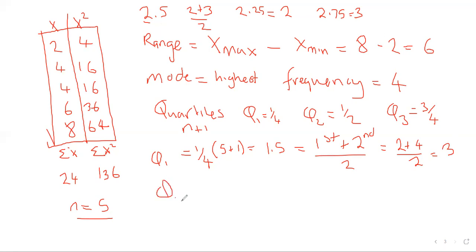Our second quartile is Q2. It is half of n plus 1. Our n is 5. 5 plus 1 is 6. So half of 6 is 3. So which one is the third position? 1, 2, 3, 4, 5. Our third position is 4. So 4 is our second quartile.